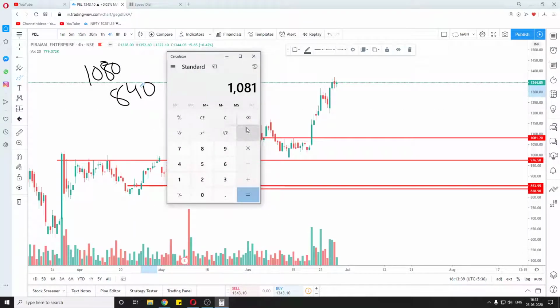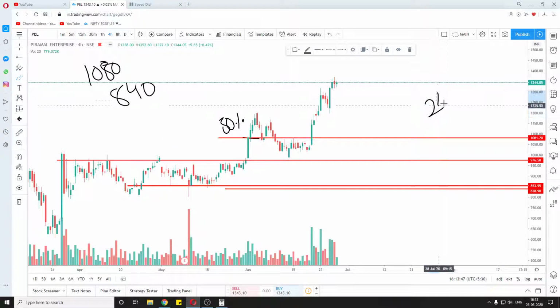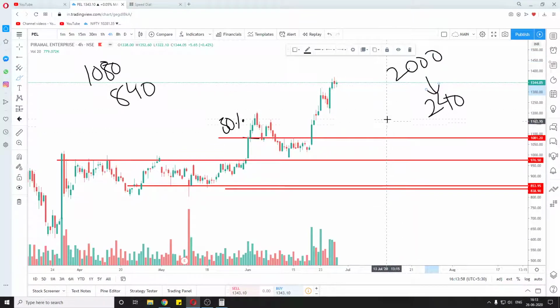1080 minus 840, so we have a 240 rupees stop loss. This is a very, very big stop loss. Taking 2000 as the risk and a 240 stop loss, the maximum shares we can trade is 10 quantity. That's all we can trade. So if we lose the trade, it won't affect our capital much. And this is how we do it in positional trades, because our targets are higher than the stop losses.